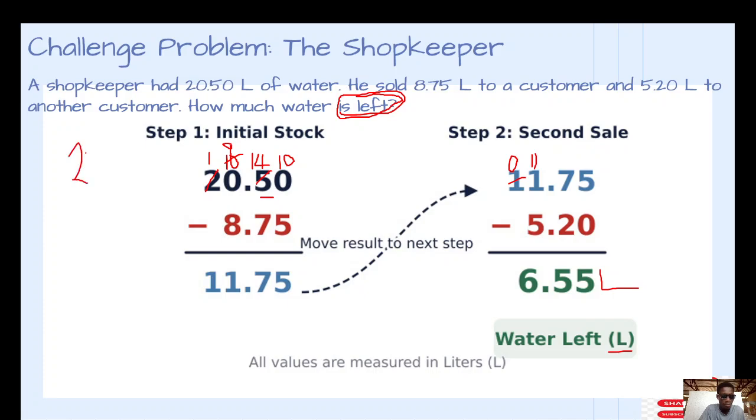We have 20.50. Then you have 8.75. So you align it accurately. Then you can also add the 5.20.